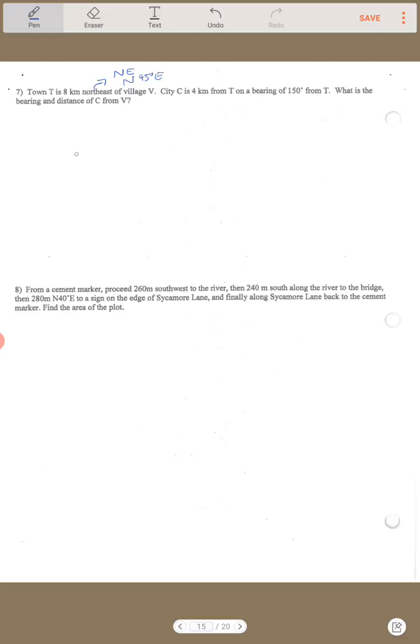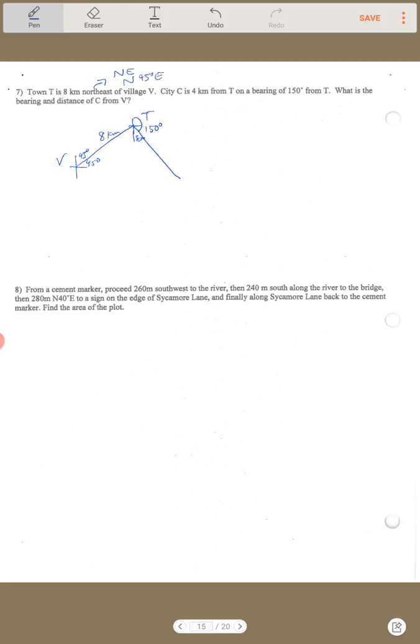Town T is 8 kilometers northeast of village V, so if this is T, then that means that village V would be over here. So it's 45 northeast of village V, so this will give us a 45-degree angle, like that. This is 8 kilometers, by the way. City C is 4 kilometers from T on a bearing of 150 degrees from T. So 150 degrees will mean we go 90 plus another 60 right there. That'll be 150 degrees. And therefore we'll have a remainder of 30 degrees.